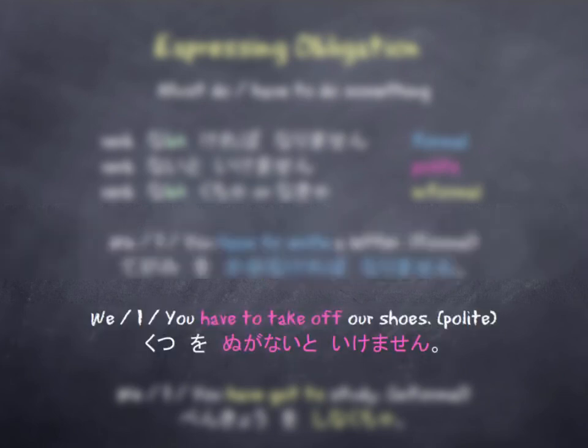In the second option, again, we, I, or you have to take off our shoes. So this is a polite variation. It's not as formal as the one in blue. It's a little less formal. Kutsu wo nuganai to ikemasen. Again, we have the verb in its plain negative state, nuganai, and then we've attached to ikemasen.